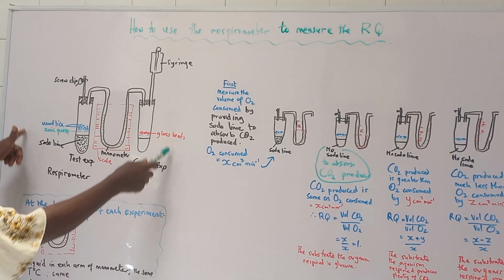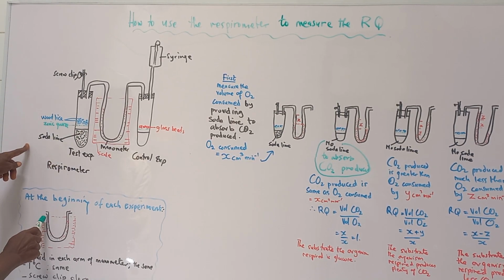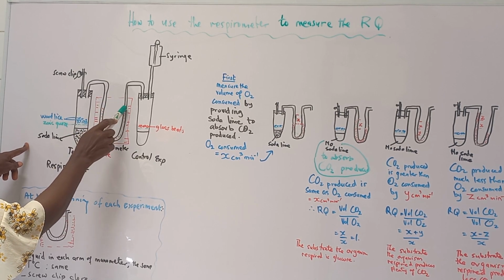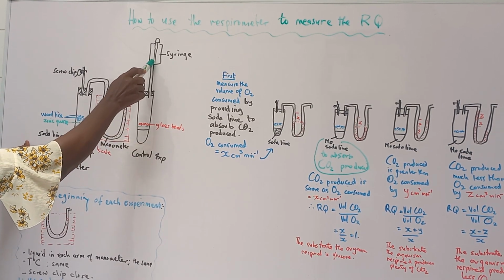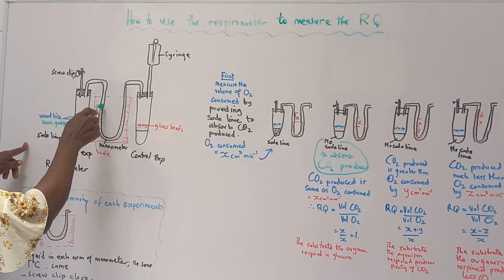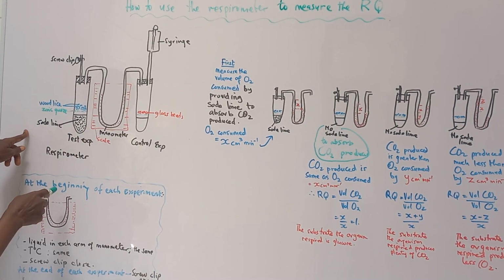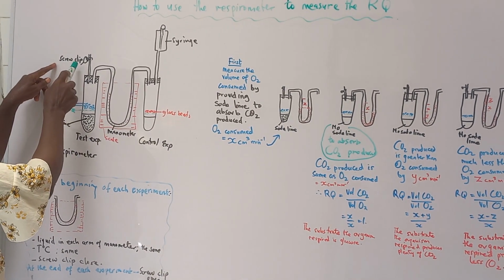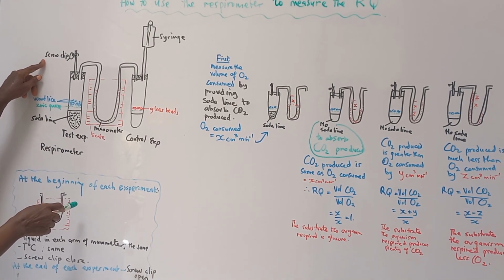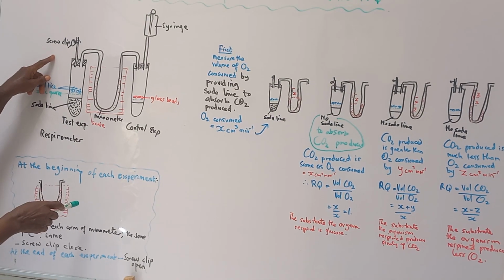So we have our respirometer. At the beginning of each experiment, we need to make sure that the manometer fluid levels are the same in the two arms, and we do that by using the syringe to push air in to set the levels the same. We need to make sure that the temperatures are the same. We also need to make sure that the screw clip is closed at the beginning of the experiment, and also remember to open the screw clip at the end of the experiment.